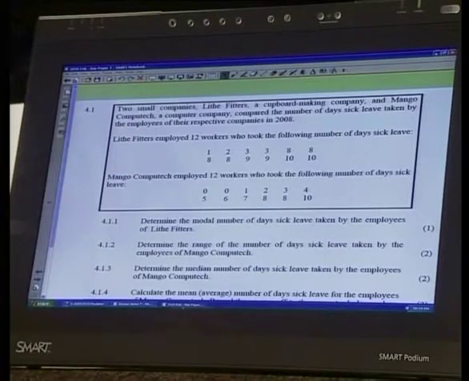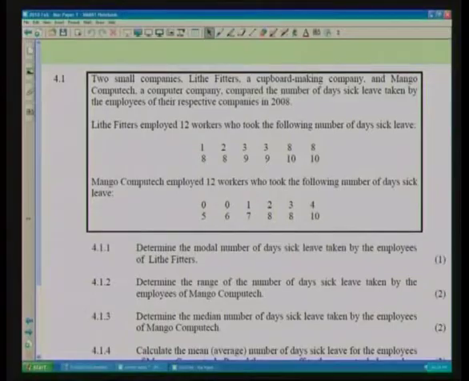Two small companies, Lath Fitters, a cupboard making company, and Mango Computech, a computer company, compared the number of days sick leave taken by employees of their respective companies in 2008. Lath Fitters employed 12 workers who took the following number of days sick leave. Mango Computech employed 12 workers who took the following number of days sick leave. Now, earlier on, I said to you that we were having great fun here because we were doing Maths Lit.